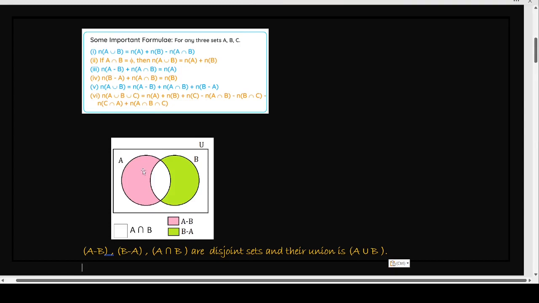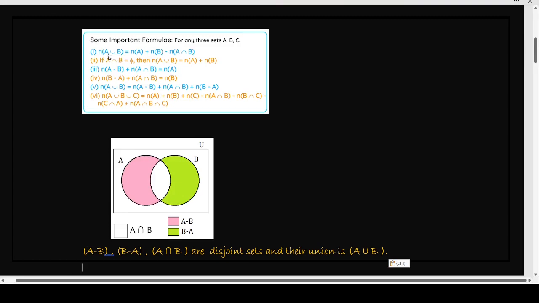This Venn diagram is again the intersection of two sets. This pink portion is A minus B, this white portion is A intersection B, and this green portion is B minus A. Now these three are disjoint sets: A minus B, A intersection B, and B minus A, and their union is A union B, the complete union of A and B.